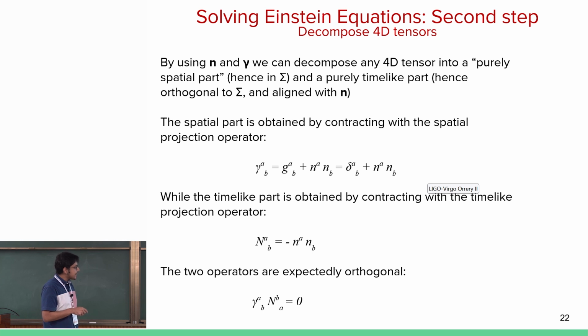Where the time-like part of the same tensor can be given by subtracting out the spatial projection from the original tensor, which is equivalent to projecting that tensor with this operator, right? And the two operators are, of course, expectedly orthogonal.